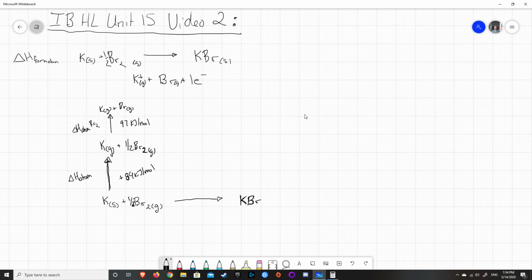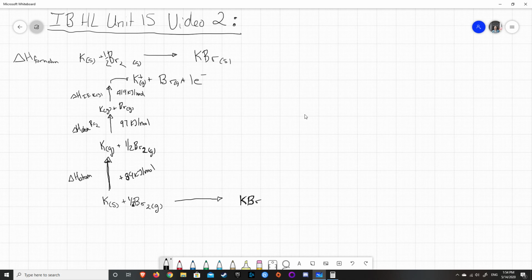Okay, and then to get to this last one, we need to somehow knock an electron off. And knocking an electron off is an endothermic process. So the last one is delta H of ionization energy of K in the gas phase. And that value is going to be 419 kilojoules per mole.